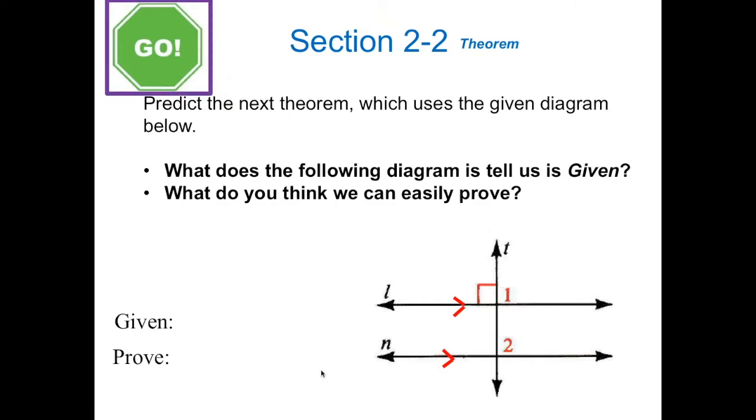It says, what does the following diagram tell us is given? It's our given diagram. So all of these are given premises that are marked down. And then it says, what do you think we can easily prove? Okay, so think about it, come up with the given, and then think, what can I now say? What can I now say to prove here? Ready, set, go. 20 seconds just to think about it. Quiet think time. Ready, set, go.